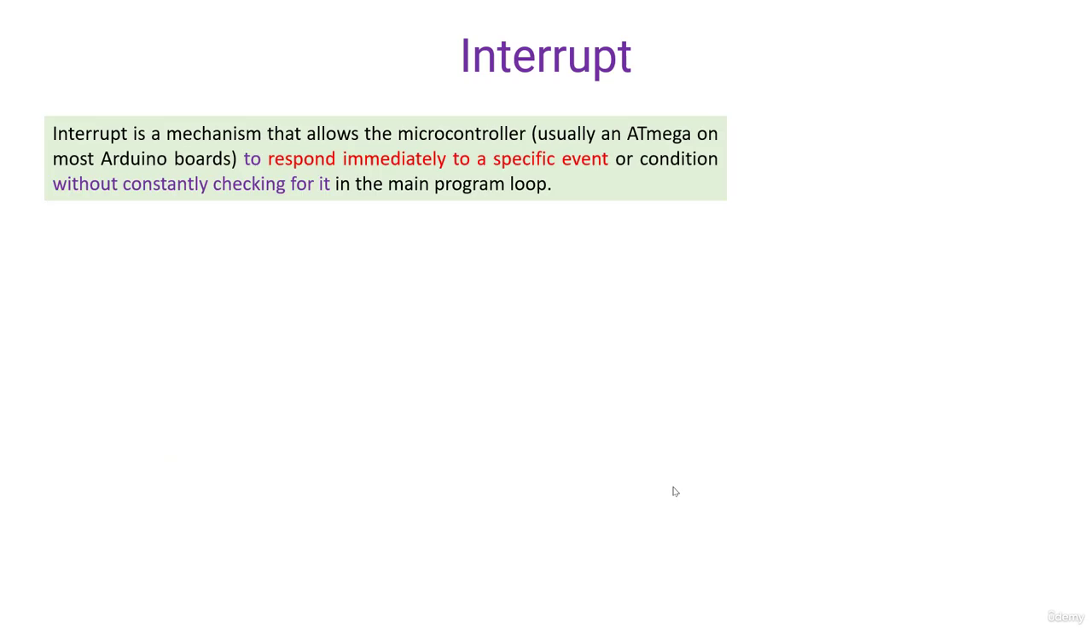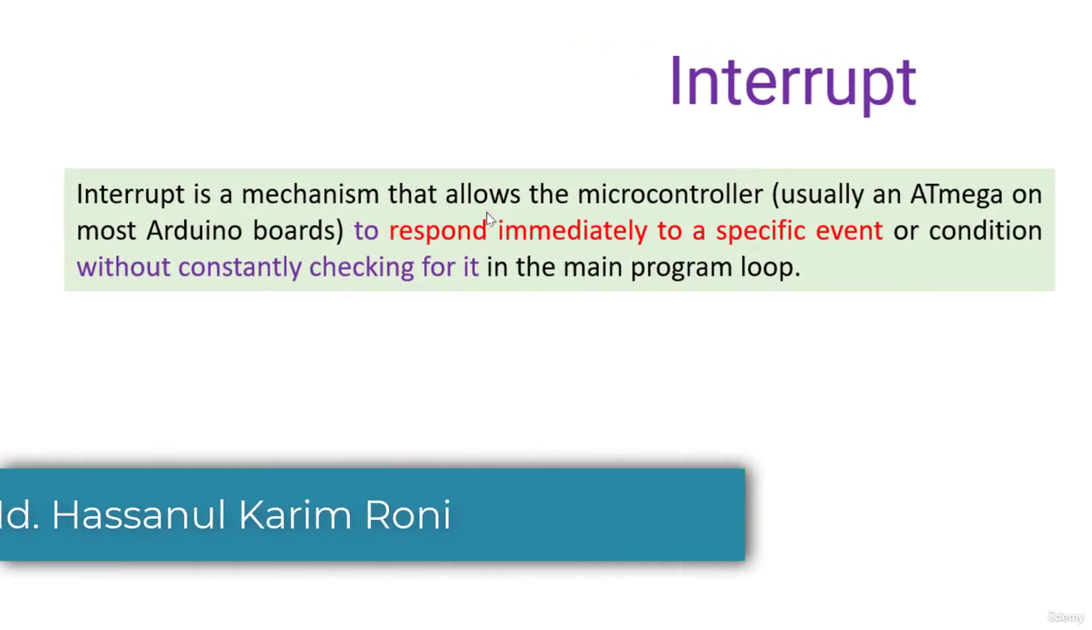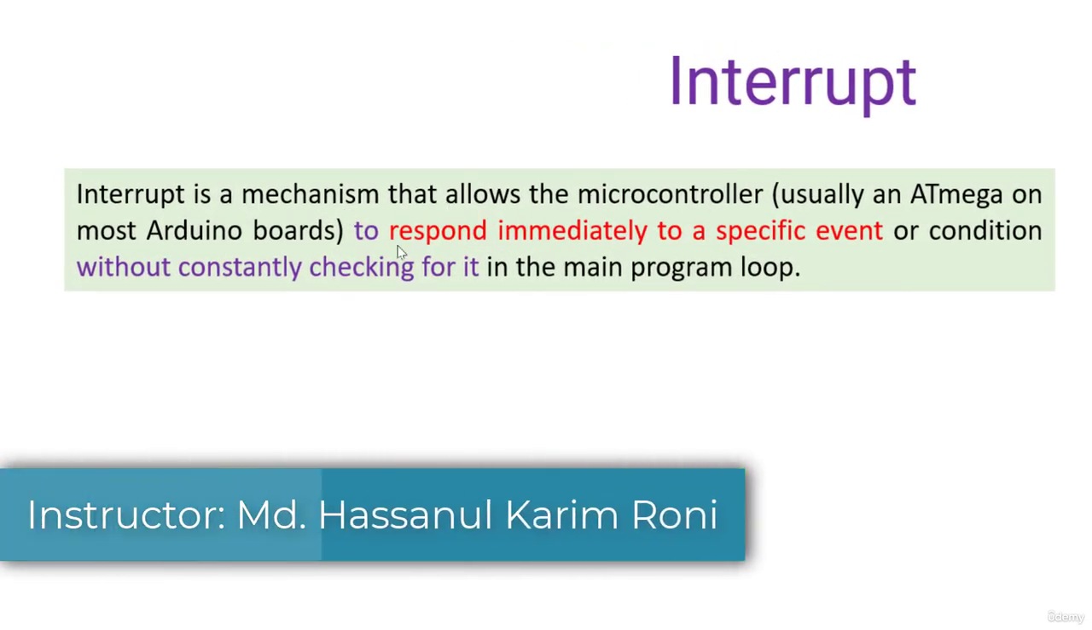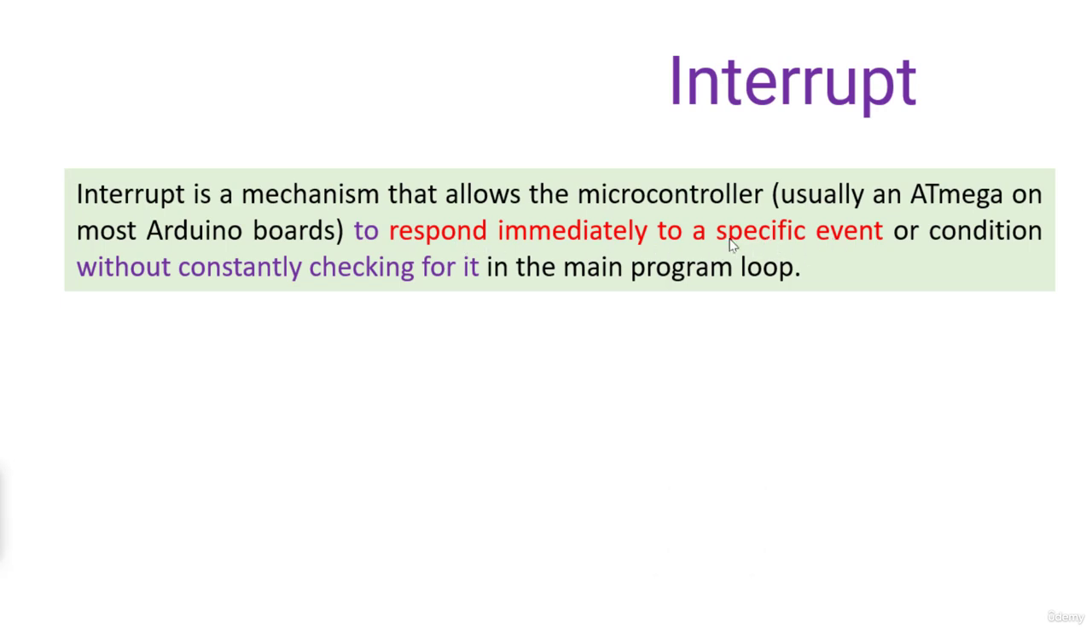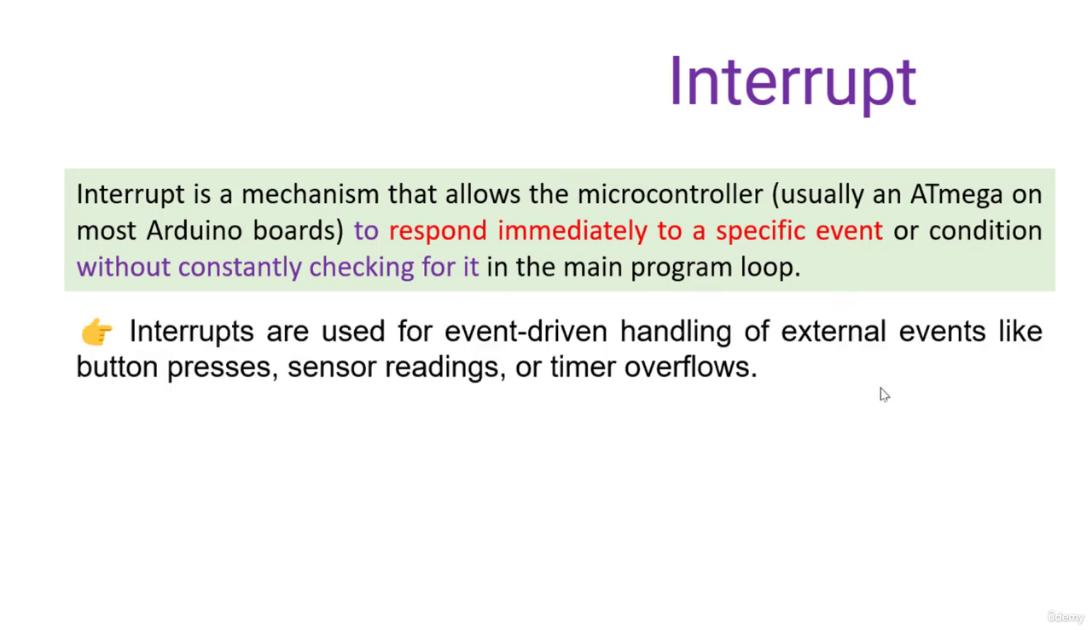So what is an interrupt? An interrupt is basically a mechanism that allows the microcontroller to respond immediately to a specific event or condition without constantly checking for it in the main program loop, that is, void loop. Interrupts are used for event-driven handling of external events like button presses, sensor readings, or timer overflows.